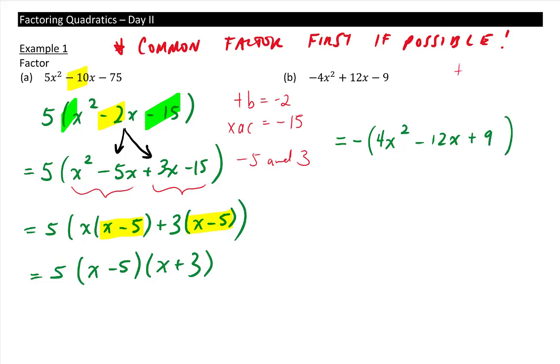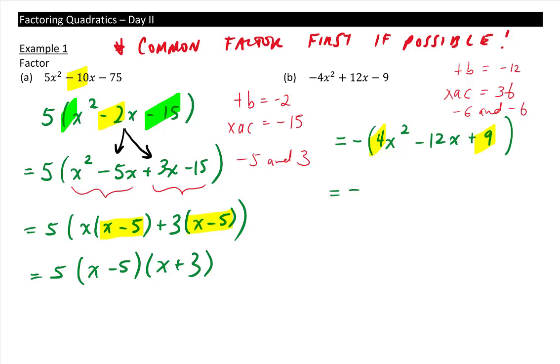Next, we need two numbers that add up to negative 12. That's the b value of this expression. That multiply to a times c, which in this case equals 36. Because our a is 4 and our c is 9. So think of two numbers that multiply to 36 and add to negative 12. So hopefully you found that they are negative 6 and negative 6.